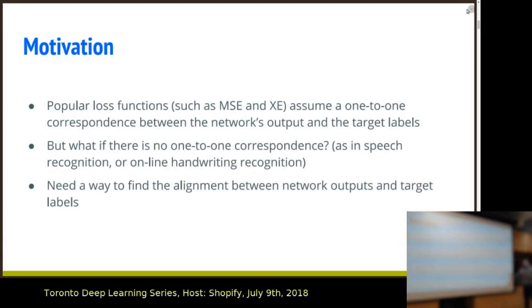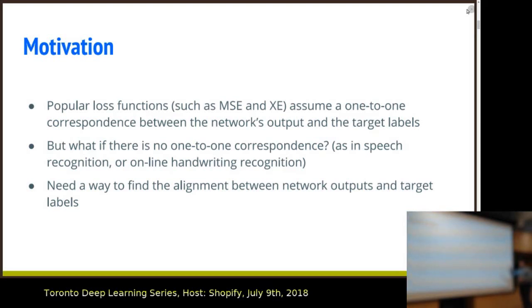Okay, so the motivation is that popular loss functions such as cross entropy and mean square error assume that there is a one-to-one correspondence between the outputs and the labels. So if you have 10 target labels, you assume that there are 10 outputs in order to compute the cross entropy error and the mean square error between them. But what if there is no one-to-one correspondence?